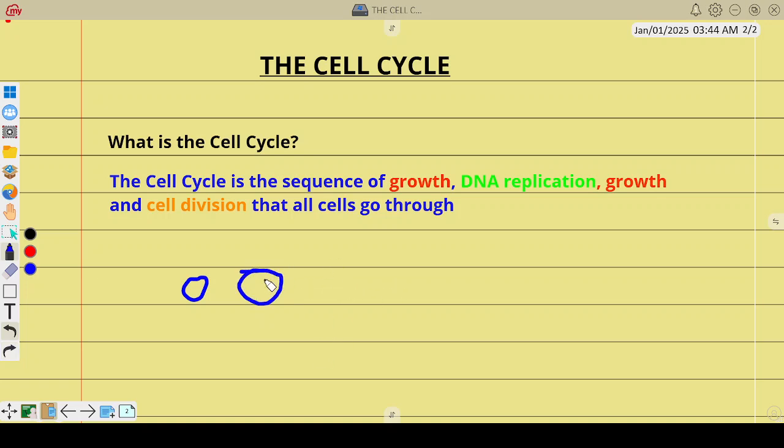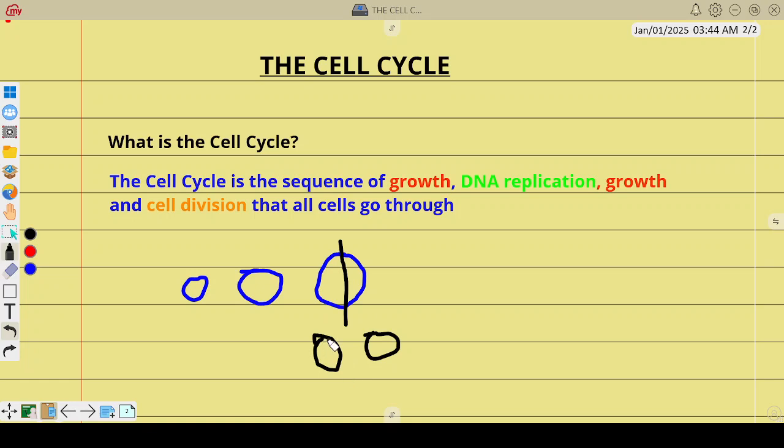And then after DNA replication, there will be further growth. So the cell will grow again, and then after growing further, the cell will now undergo division. So it will undergo cell division, so that we can have 2 daughter cells from these cells. So this is a cycle. Remember, this is a cycle. It goes on and on.